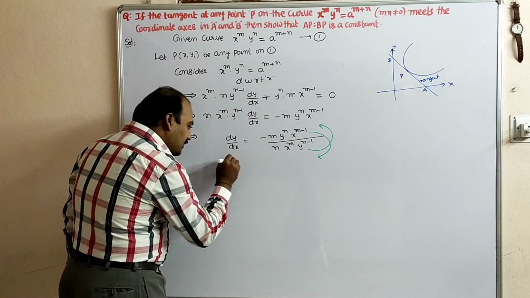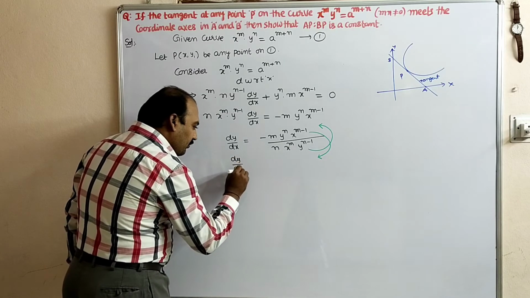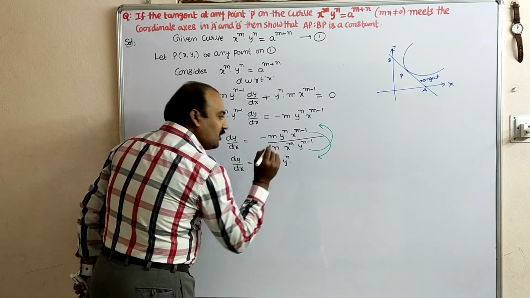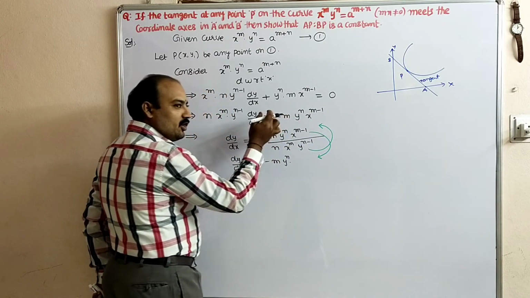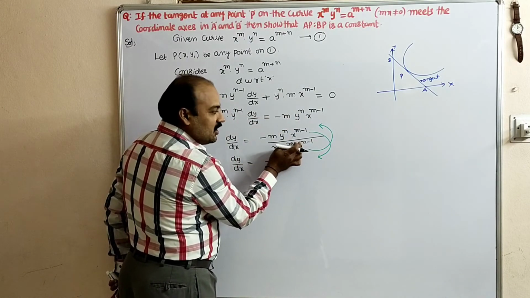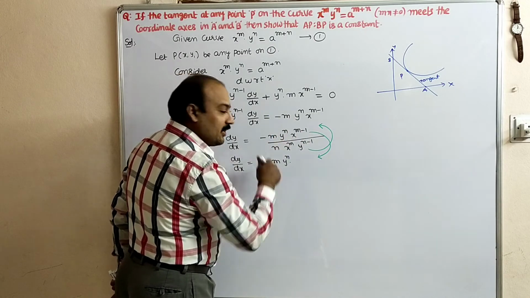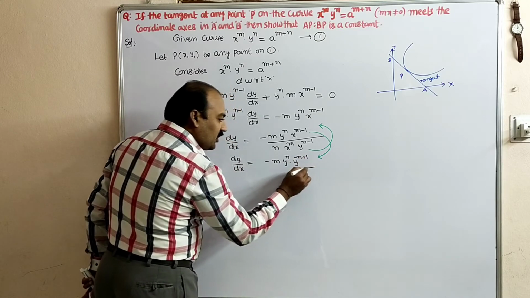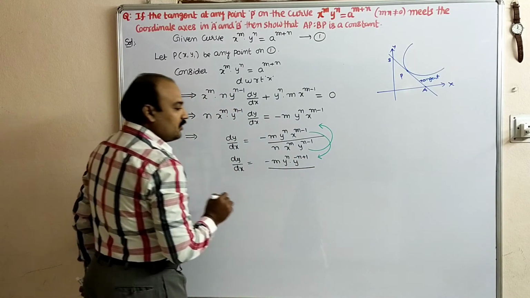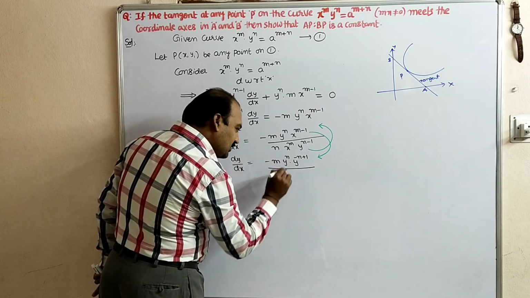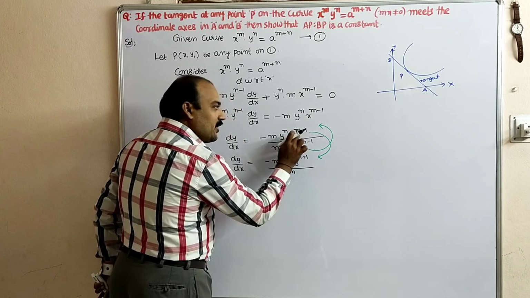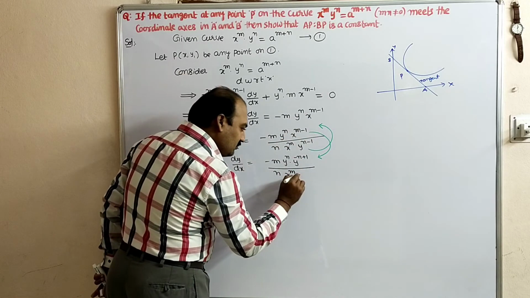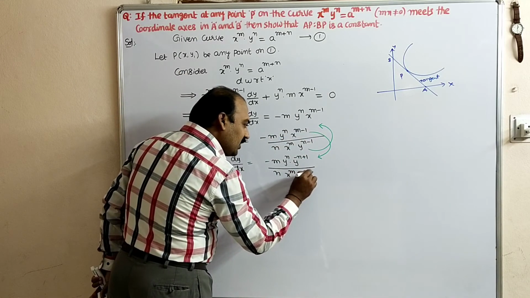So dy by dx equal to minus m into y power n. Denominator y power n minus 1 we can take to the numerator, the powers will change. Minus n plus 1 will come, minus of n minus 1. So y power minus n plus 1 divided by n into x power m. X power m minus 1 will come to the denominator, it will become x power minus m plus 1.